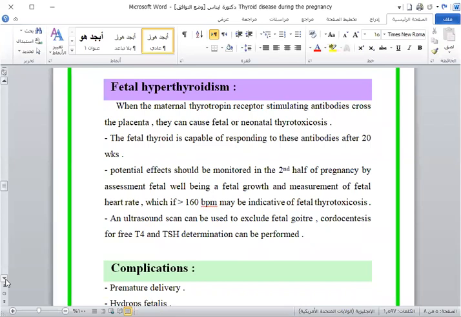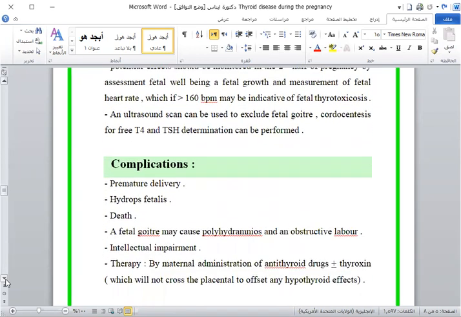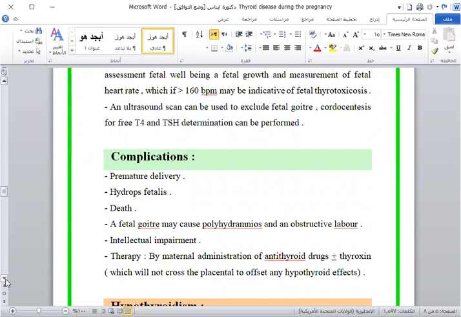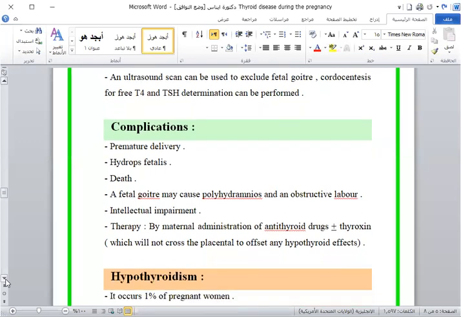So what about the complications of fetal hyperthyroidism? Mainly premature delivery, hydrops fetalis, intrauterine congestive heart failure, death. A fetal goiter may also cause polyhydramnios. Why? Because it will prevent absorption of the liquor. And also may lead to obstructed labor. Also may lead to low IQ. And therapy is by maternal administration of antithyroid drugs plus minor thyroxine, which does not cross the placenta, to offset any hypothyroidism effect.